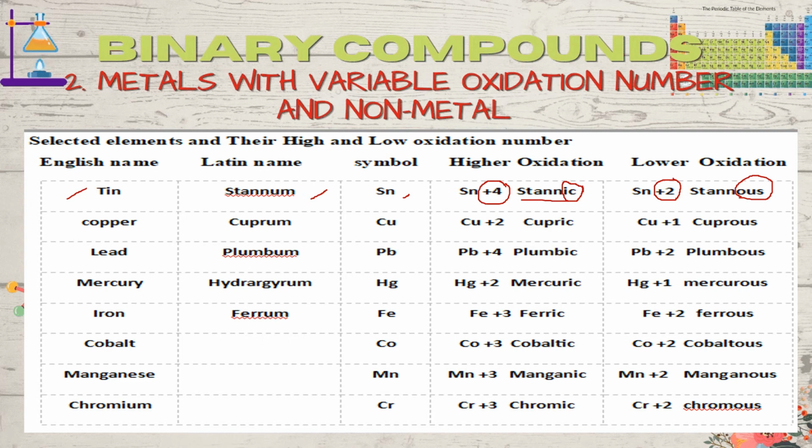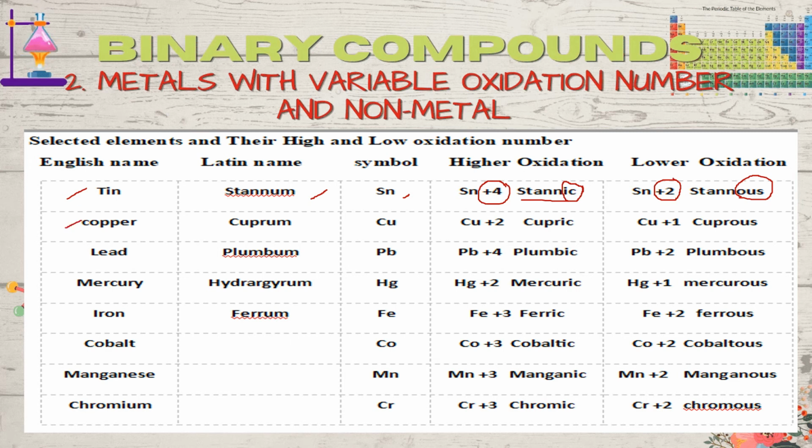So ito po ay ginagamit lang sa using the Latin word. So this is actually for the classical system. And if you want to use the Stock system, you use the English name. So you write tin and then Roman numeral kung anong oxidation number yung gagamitin nyo.